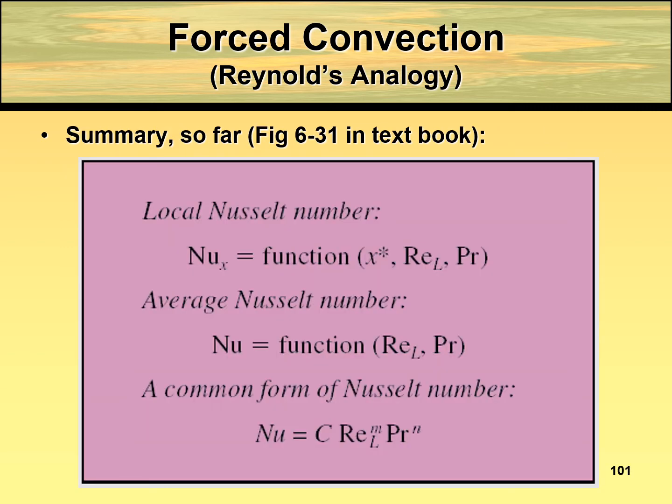So in this case, the local Nusselt number is assumed to correlate with the length, Reynolds number, and the Prandtl number, and the average Nusselt number with the Reynolds number and the Prandtl number. Thus, a common Nusselt number is the correlation between C, Reynolds number to the power of m and the Prandtl number to the power of n. So this is what you have seen before when researchers developed the correlations of the Nusselt number with the Reynolds number and the Prandtl number.